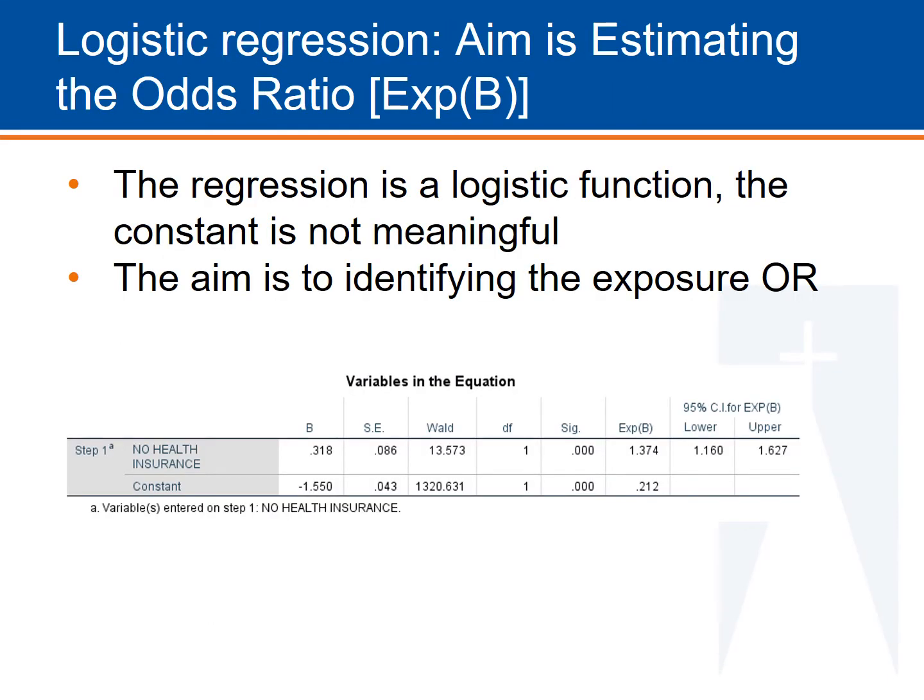In logistic regression, we aren't trying to get the best fitting line, we are trying to estimate the odds ratio. We use a logistic function, and because we are using a function, SPSS gives values associated with the exposure, but it also gives the constant. This is not a meaningful measure, it is simply a starting point for the regression line. The B is the beta coefficient associated with either the exposure, which is of interest, or the constant, which is not.